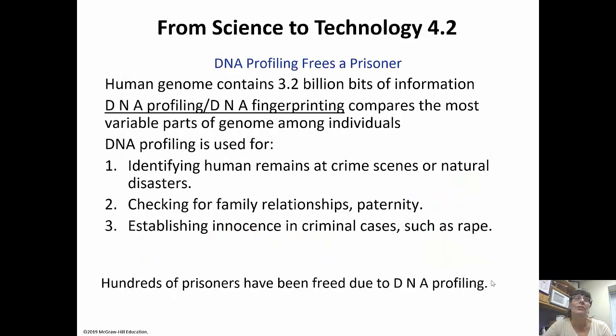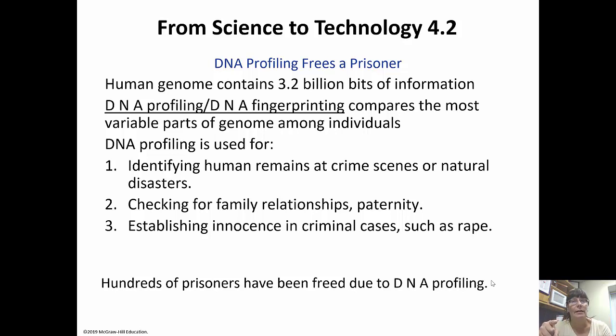The human genome contains about 3.2 billion bits of information. And DNA profiling and fingerprinting actually compares the most variable parts of the genome among individuals. So it's going to be used to identify human remains at crime scenes or even during natural disasters. When we have earthquakes and tsunamis and all of these things happen, unfortunately, DNA has to be used to identify some people. It can also check for family relationships, especially paternity tests.